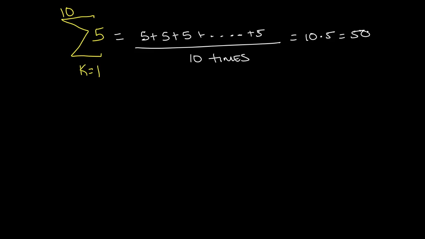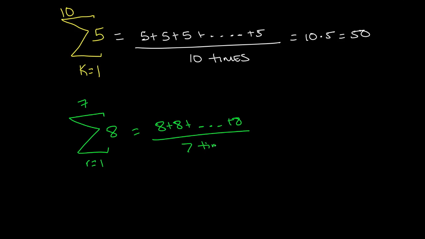The general rule here: whenever you're summing up a constant, in this case it's 5, but it could be anything, you just add up that constant the number of times you're supposed to. So for example, the sum from r equals 1 to 7 of 8 would be 8 plus 8 plus itself 7 times, which is the same thing as 8 times 7, or 56.